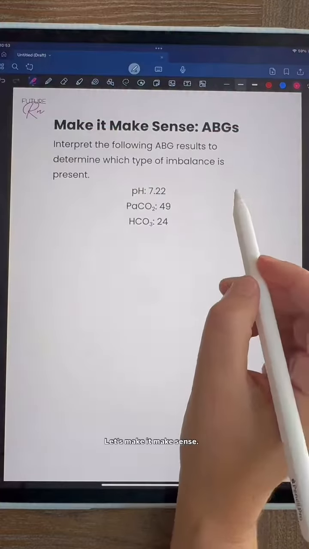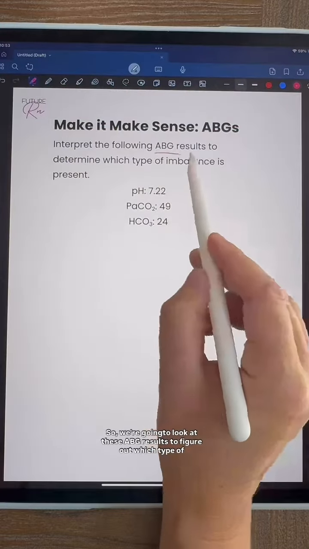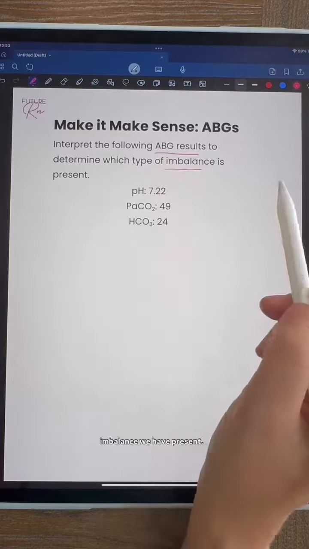Let's make it make sense. Let's talk about ABG interpretation. So we're going to look at these ABG results to figure out which type of imbalance we have present.